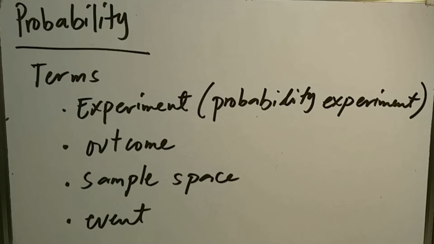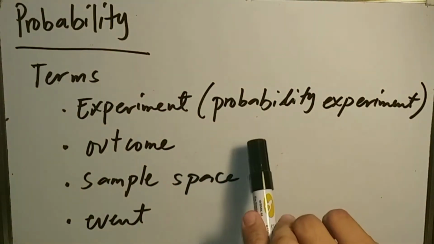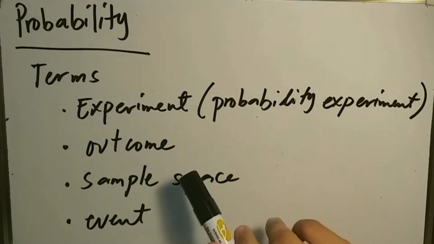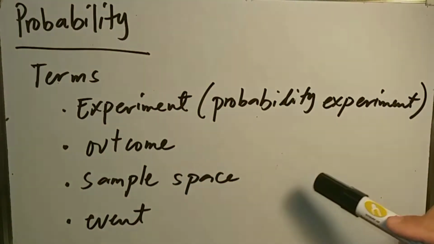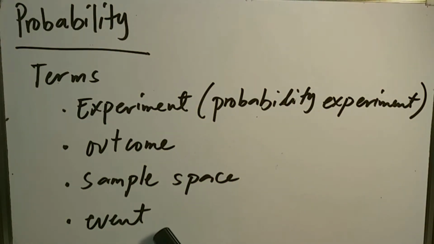Okay, so for our lecture for today, that is probability. Now, in probability, the first thing we need to do is to recognize all the terms that we need. So here are some of the terms in probability. The first one, we have the experiment or a probability experiment. Next, we have outcome, and then the sample space, and lastly, the event.